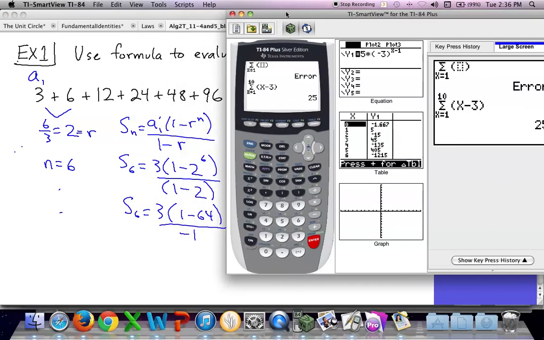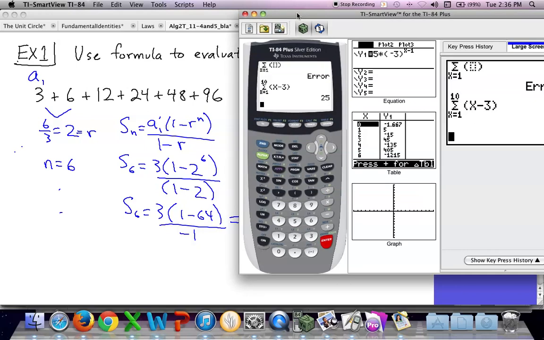Right, like this. Second quit. Clear. So I'm going to store 3 for A. 3, store, alpha A. R is 2. 2, store, alpha R. I think the R is on the times. It's hard to see on this emulator. And then 6 is N. 6, store, alpha, I know that's log.